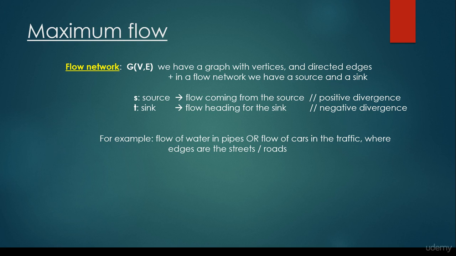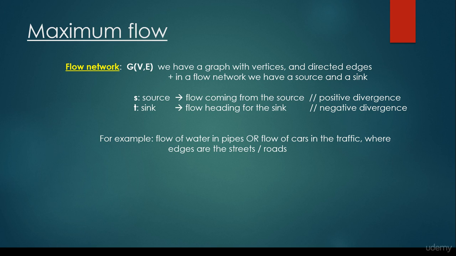Basically we have a graph with vertices and directed edges, as we have seen for graph traversal algorithms and shortest path algorithms. So we have this graph G with V vertices and E edges. And it's very important that in a flow network we have two special vertices, a source and a sink. We represent the source with an S, and the flow is coming from the source. If you are familiar with higher mathematics or physics, in these cases the divergence is greater than zero. So the flow is coming out from this source S.